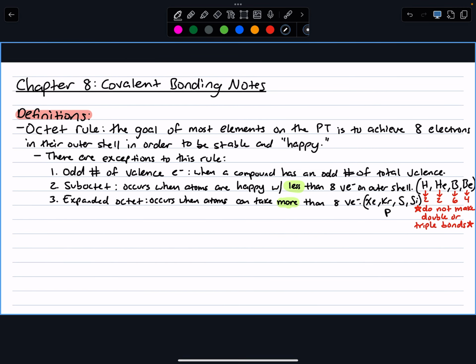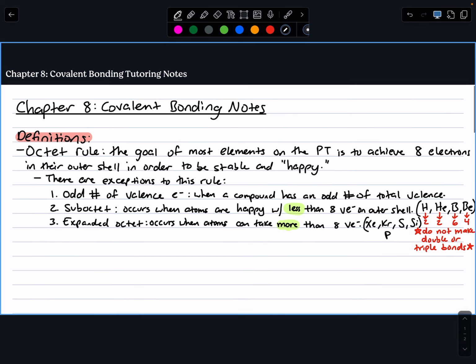Any examples for the expanded? We're okay? All right. So that's octet, right? And again, everyone knows atoms bond to achieve this rule, to achieve octet, to be happy, to be stable. That's the reason why they do that.